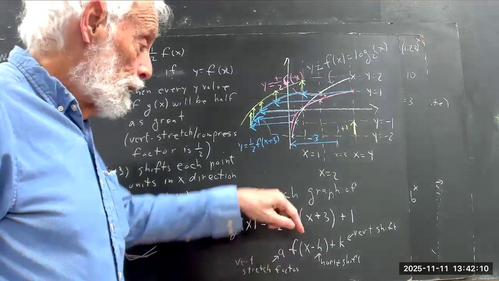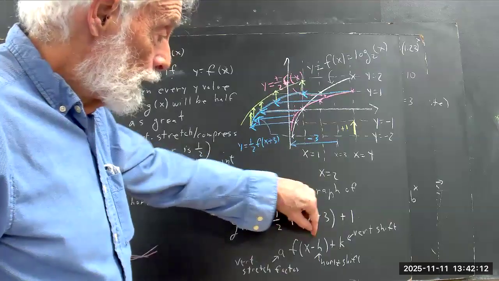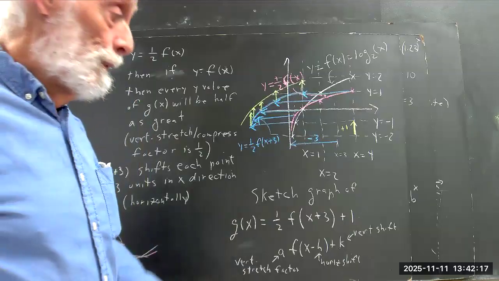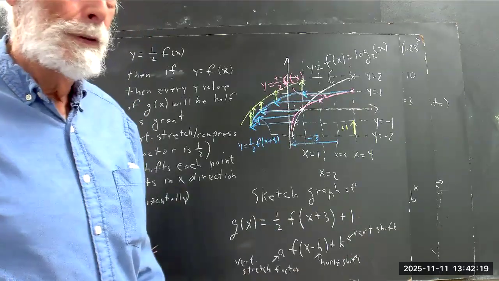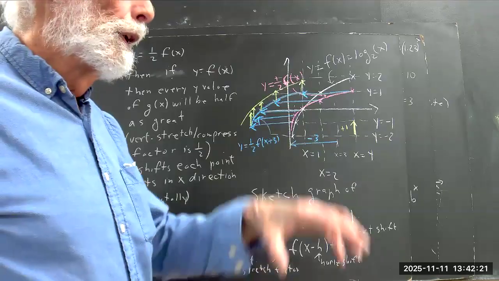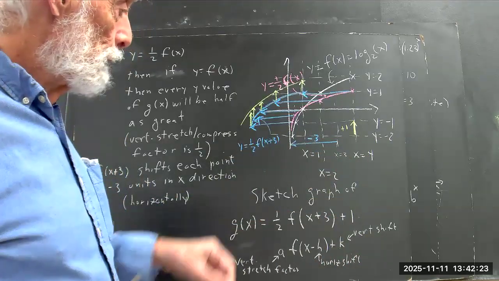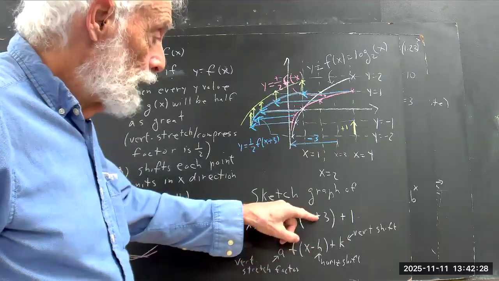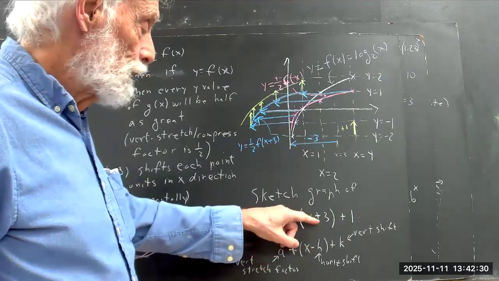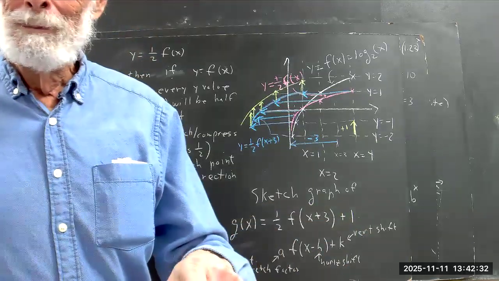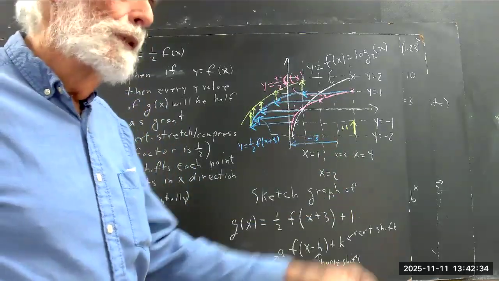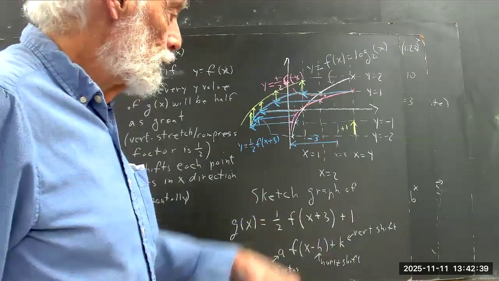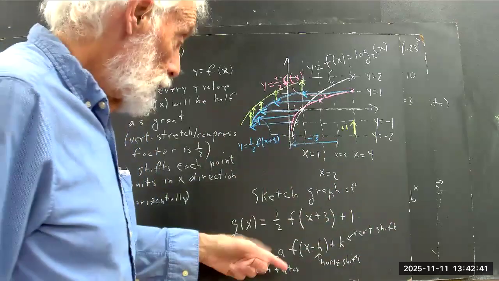Now, f of x minus h, h is your horizontal shift. Plus k, that's your vertical shift. We're going to see why those are what we say they are in just a minute. In this case, h would be -3 because x minus h has to be x plus 3, right? So x minus -3 gives you x plus 3. So your horizontal shift is -3. Your vertical shift is 1.